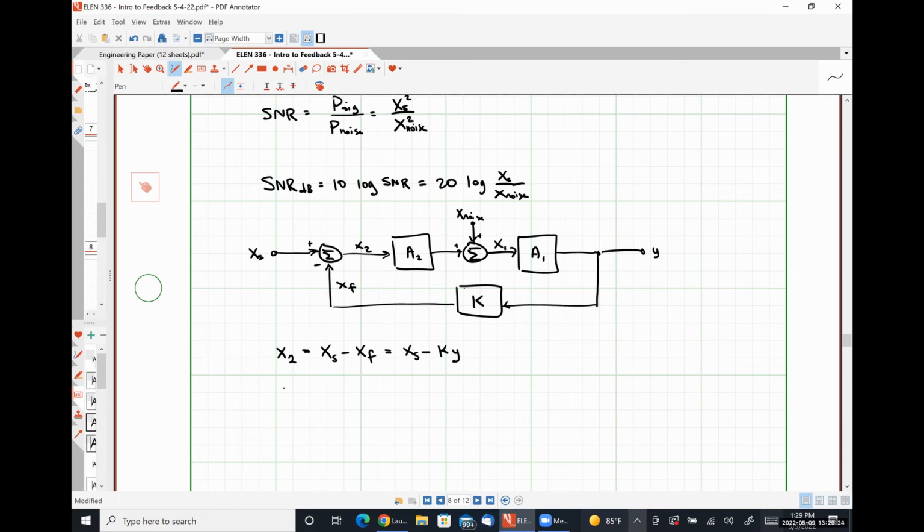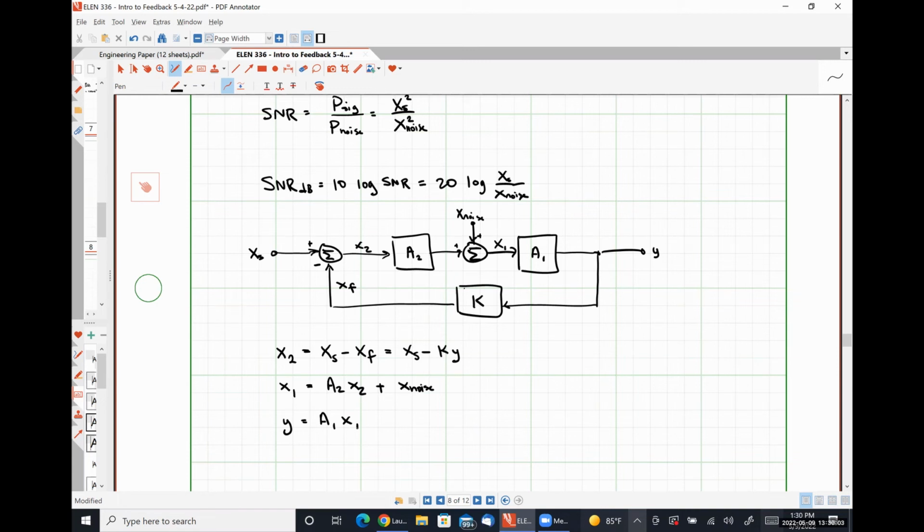X1 is going to be A2 times X2 plus X noise, and Y, our output, is simply A1 times X1. Does this describe our signal flow diagram appropriately?